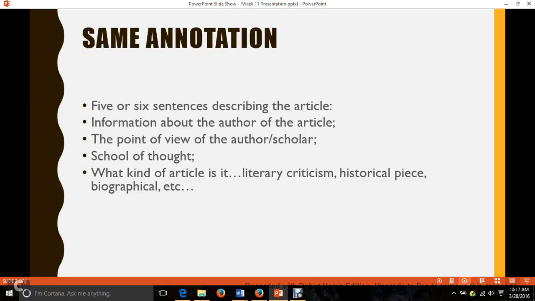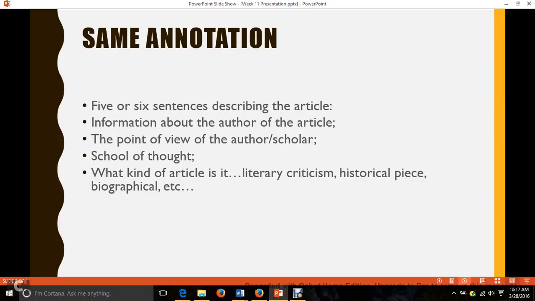So once you have cited the source that you're going to use for your annotation, then you're going to provide the annotation itself. So the first thing you should do is provide a full paragraph. I say 5 or 6 sentences. It could be 4, it could be 12, whatever it is that you're going to need. You need to have a few sentences at the beginning in the first paragraph that actually describe the article.